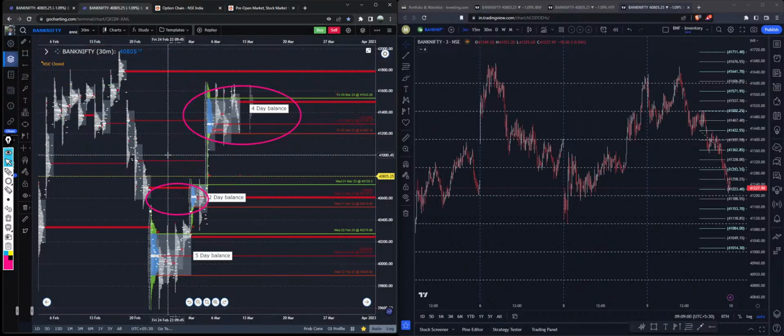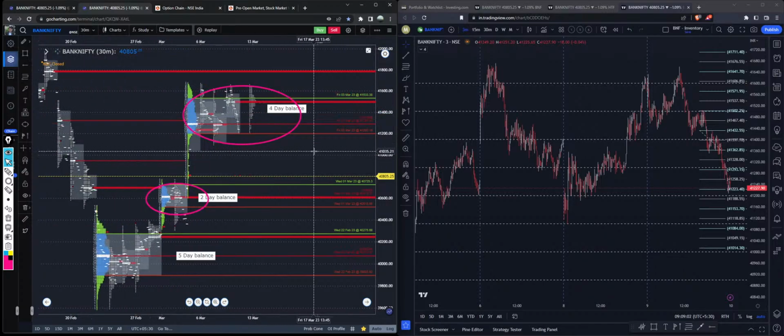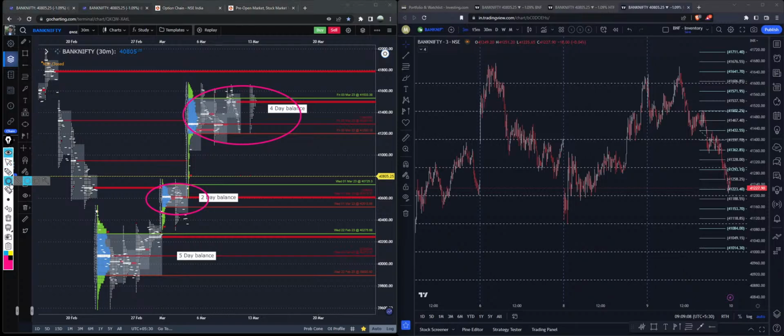So I'm just deleting this particular balance, and yes, now things are going to be pretty interesting. So why am I telling you that? Basically we have got three balances: a 5-day balance, then a 2-day balance, and a 4-day balance.